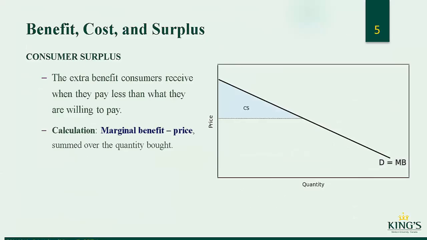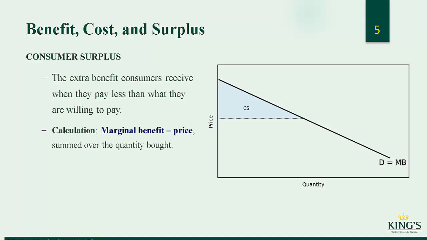So another important concept is called consumer surplus. The price that a consumer pays isn't always their maximum willingness to pay. In most markets, there's a single price, and if that price is less than your maximum willingness to pay, then you have what we call surplus.